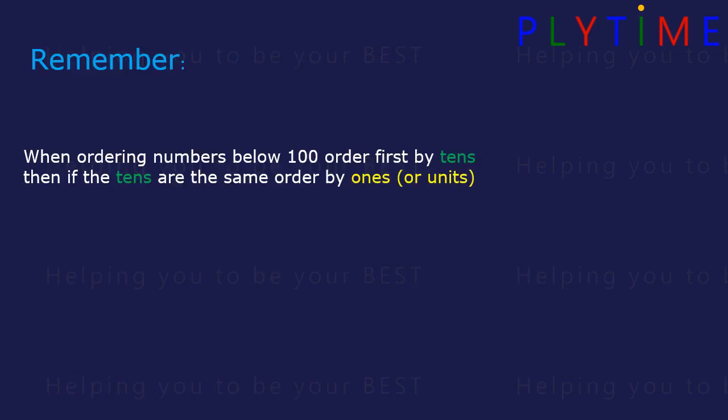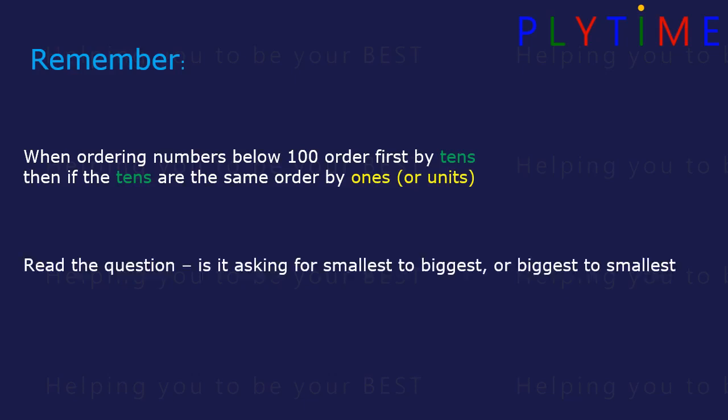Remember, when ordering numbers below 100, order first by the tens, then if the tens are the same, we order by the ones or units. Make sure you read the question. Is it asking for smallest to biggest or biggest to smallest?